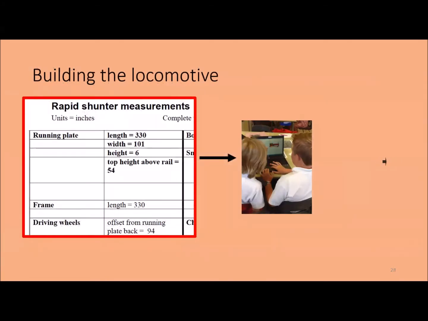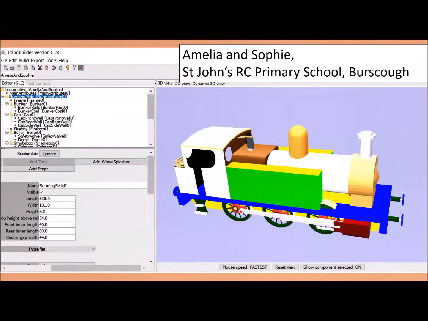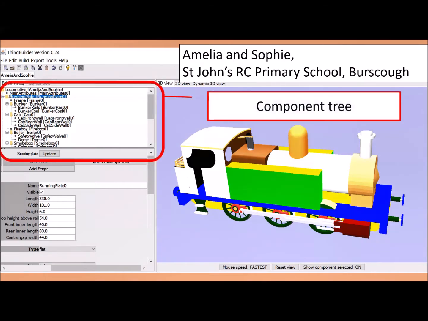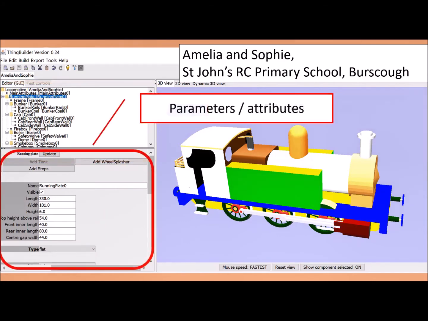And here we are. Note that we also work with children in Burscough, which is the next town north of Ormskirk. The children learn very quickly to work the component tree, which is at the top left. It reinforces knowledge of the names of the things and the grammar. They soon pick up editing the attributes at the bottom left.